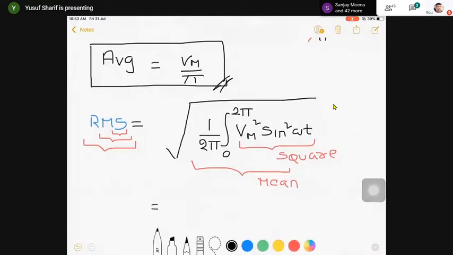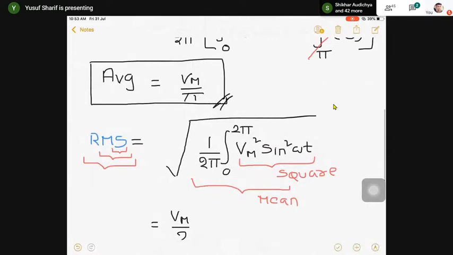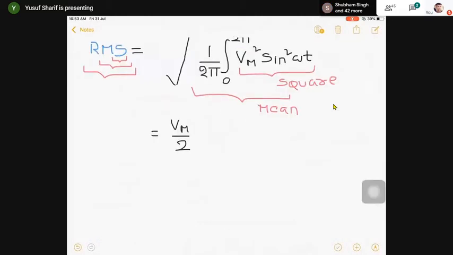Vm by 2 again. Yes, I had already written the result above for you. The result is Vm by 2. Is this clear? The result is Vm by 2. I'm going very slow because this is very basic. From next time, I won't do all this; I'll simply write Vm by 2 and Vm by pi. So even 1% of 1% doubt should not come to your mind about why it is Vm by pi and why it is Vm by 2. Okay, so this is the RMS value and average value. Okay, fine. Let me take the next waveform.